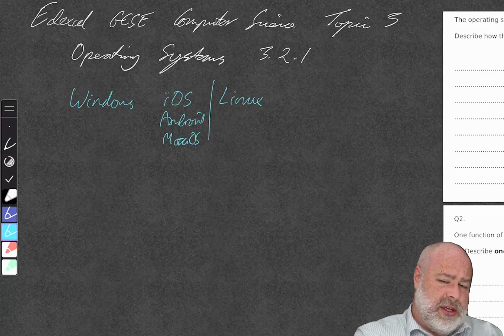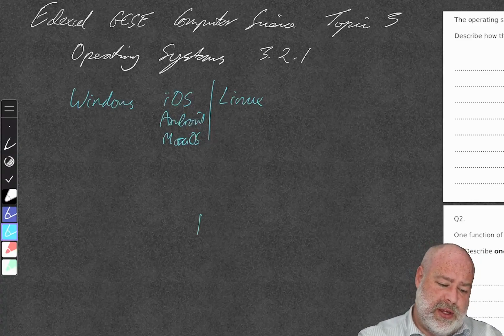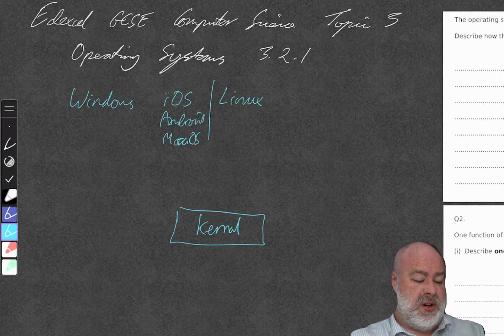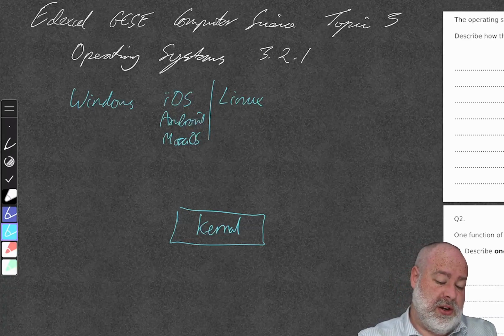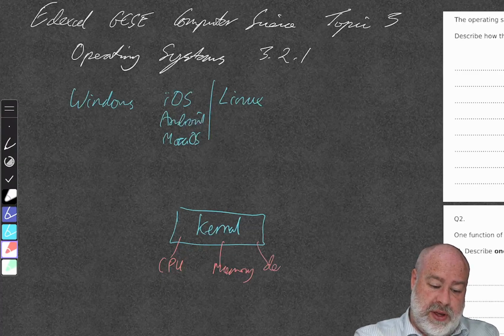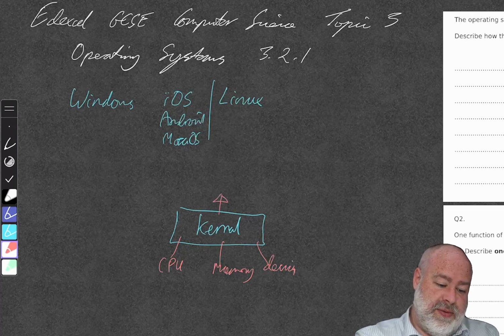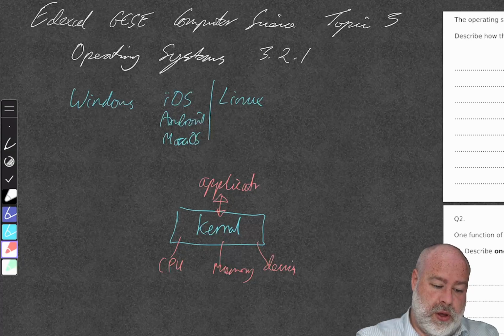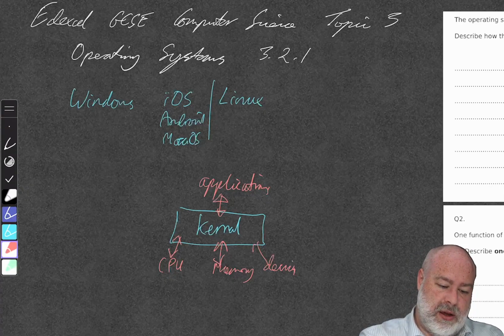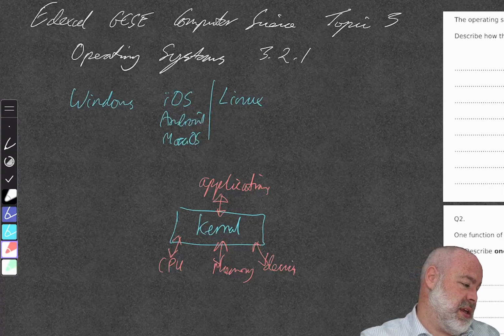So what do operating systems do? Well, at the heart of an operating system is called a kernel, which is essentially like a program which controls the operating system. It's always in control of everything that's going on. It's like the heart, the brain of the operating system itself, and that's going to interface with your CPU and your memory and all your devices. And then above that, your applications. So the operating system is going to be handling and managing all of those processes.